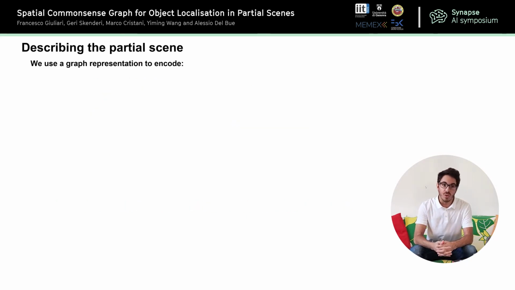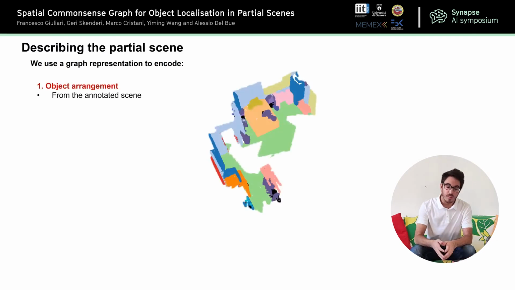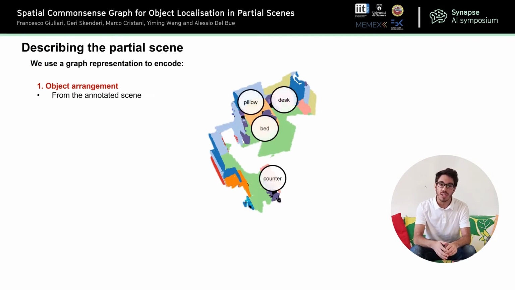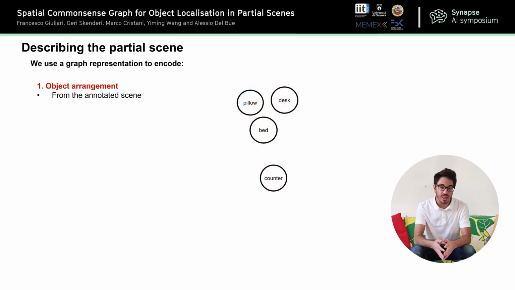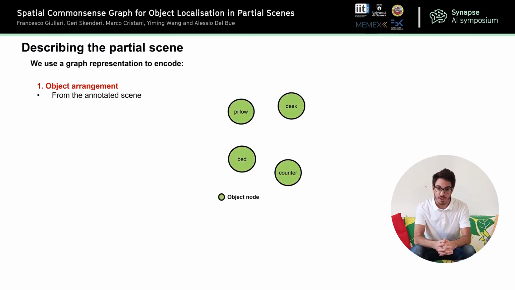To describe the scene, we use a graph representation that encodes two types of information. The first one is the object arrangement. So we start from the semantically annotated point cloud of the partial scene, we identify the objects that are inside the scene, and we treat them as nodes in our graph representation.